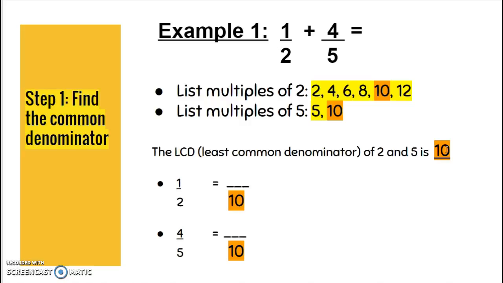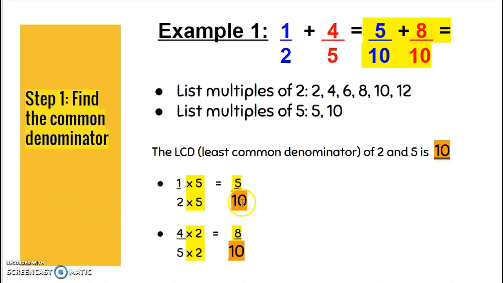Now remember, the whole purpose of doing this is we want to take 1/2 and 4/5 and rewrite them with a common denominator so they have the same size pieces to add them on the number line. So instead of 1/2, we want to rewrite this as an equivalent fraction with a denominator of 10. And for 4/5, we want to rewrite it equivalently with also a denominator of 10.